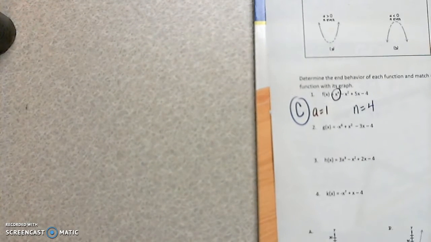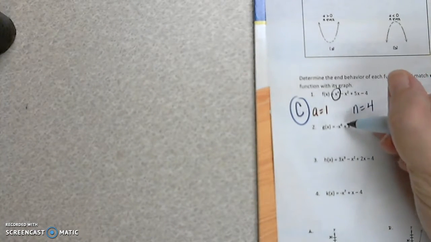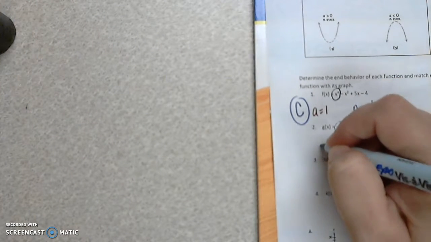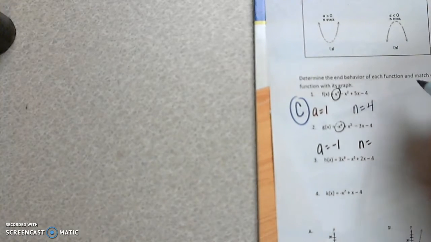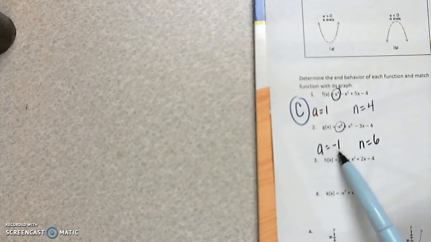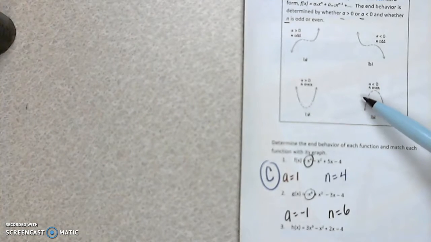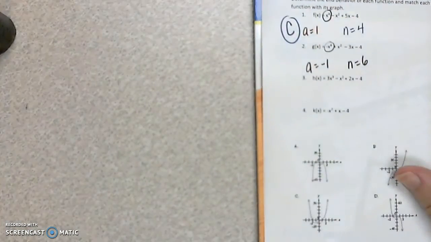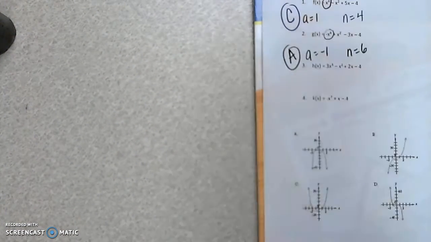Okay, looking at the next one, look at the leading term. We'll first make sure they're in descending order, 6, 2, 1. Alright, so they are. So I'm looking at the leading term. Its A is -1, and its exponent is 6. So I'm looking for end behavior with A less than 0 and an even exponent. So A less than 0 with an even exponent, my graph should look like this. Alright, so when I look at my graphs, that would be graph A.